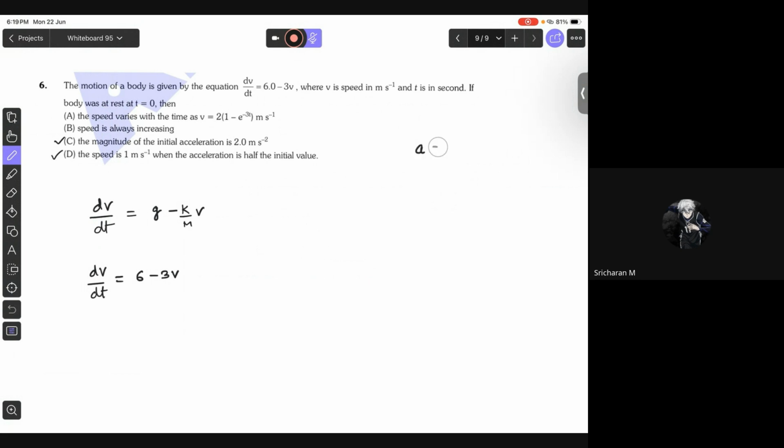Because they have told us a is 6 minus 3v, and the velocity at t equals 0 is 0. So the acceleration at t equals 0 will be 6 minus 3 into 0. So the initial acceleration, which means acceleration at t equals 0, is how much? 6. So the magnitude of the initial acceleration is 2. That is wrong. So option C, you can solve it without solving anything. Correct?